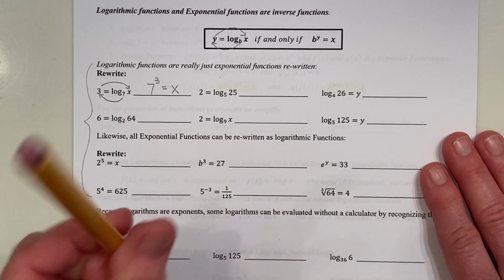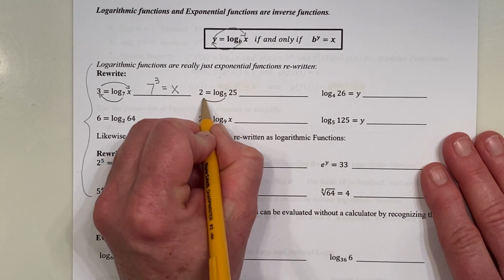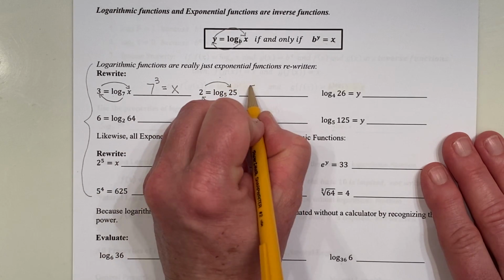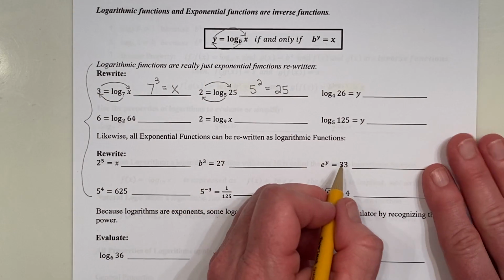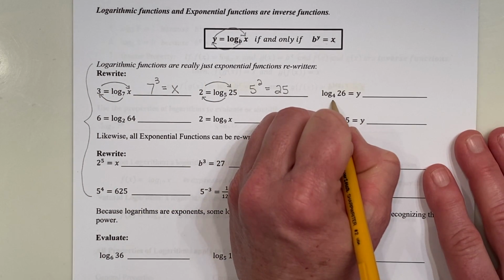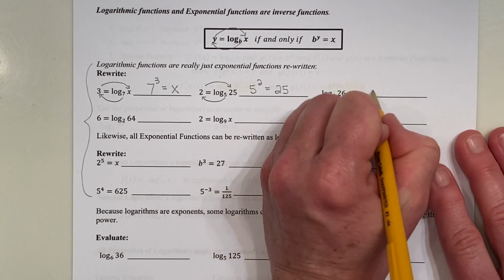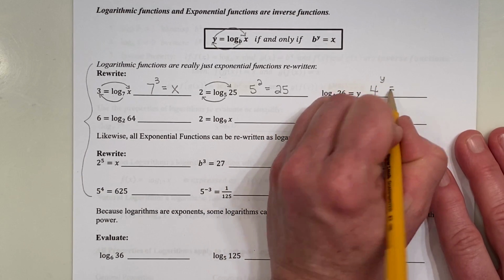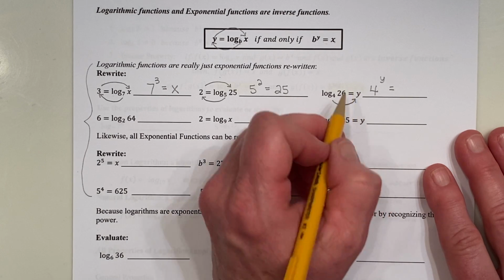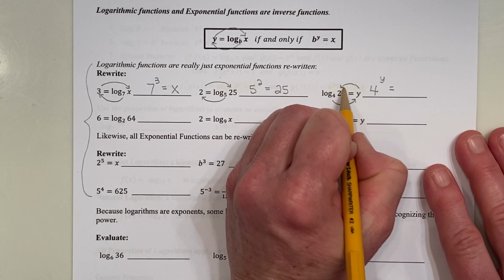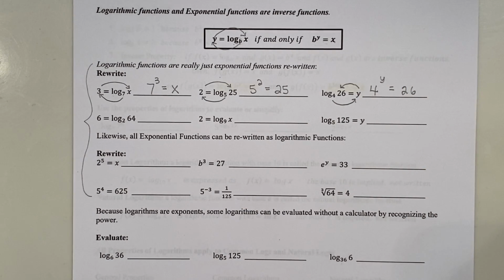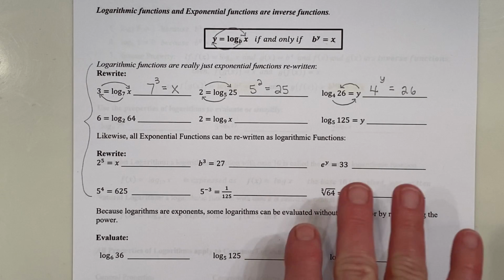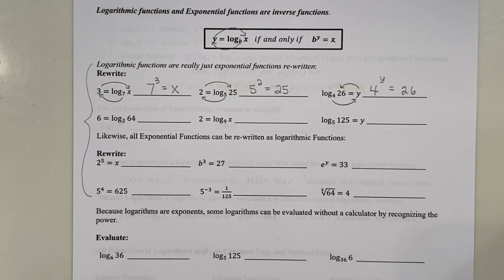So for this log equation, let's change it to an exponential equation. 5 squared equals 25. We know that to be true, so all should be good. Let's move on. Now over here, we're going to go this way. 4 raised to the y equals, because you're going across the equal sign, 4 raised to the y equals 26. If you want to stop right now and self-assess and see if you can do those, and then start the video again to make sure that you're on the right track, that'd probably be a good idea.